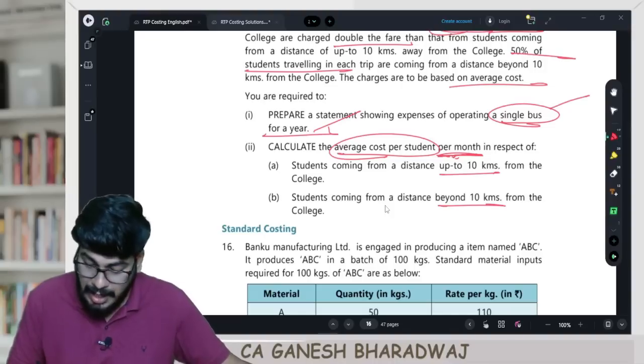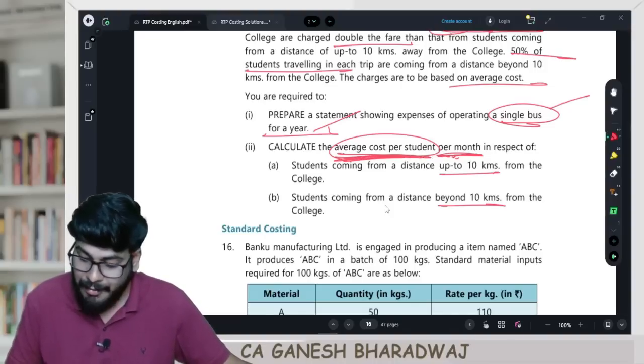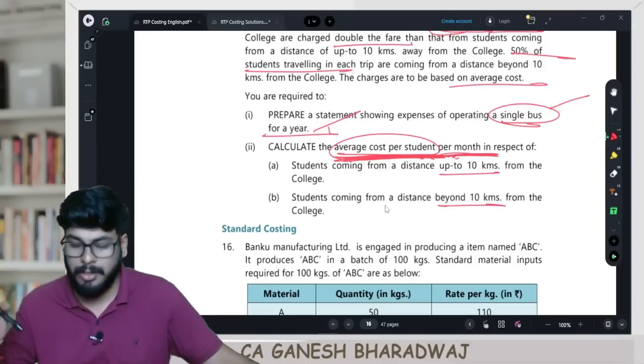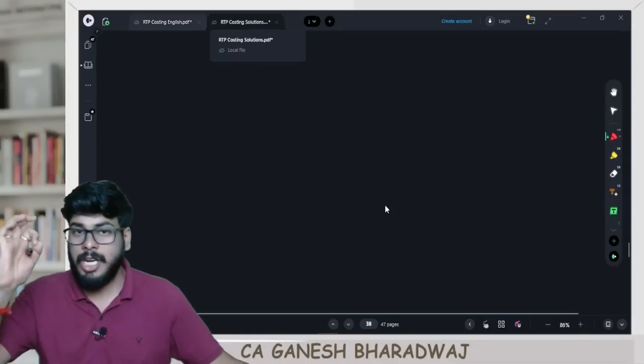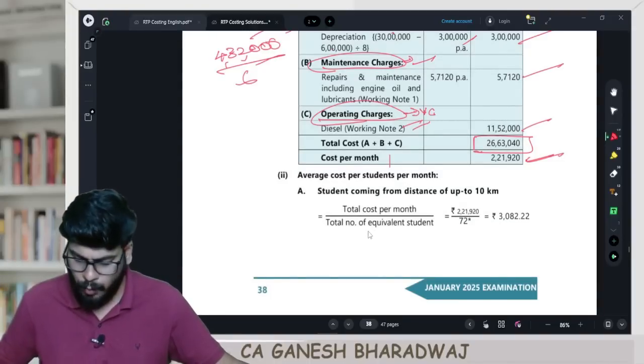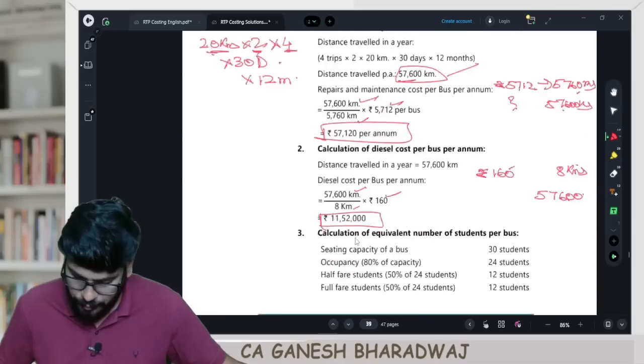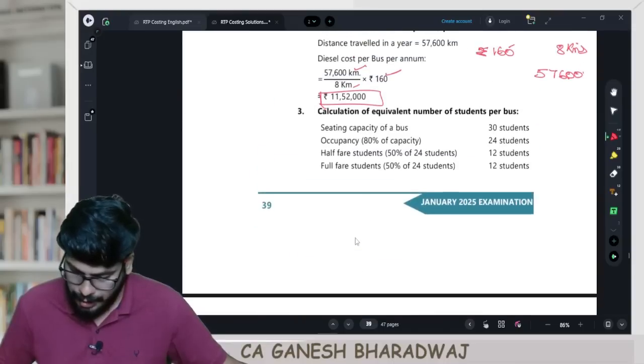Look at this. Second part, calculate the average cost per student per month in respect of students coming up to 10 kilometers and students coming from beyond 10 kilometers. Now, be very, very careful here. This is one area where I've seen many students make a mistake.